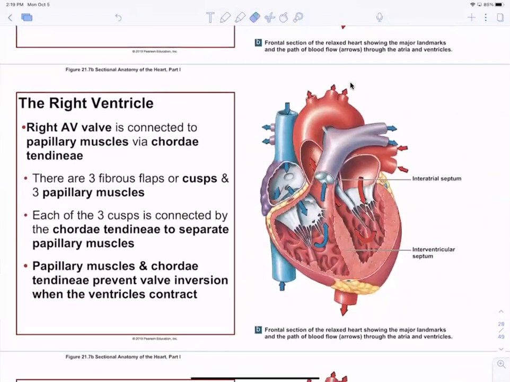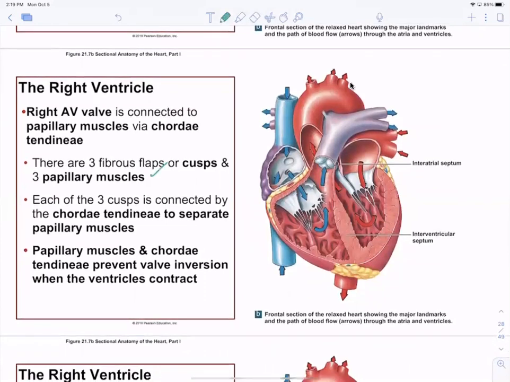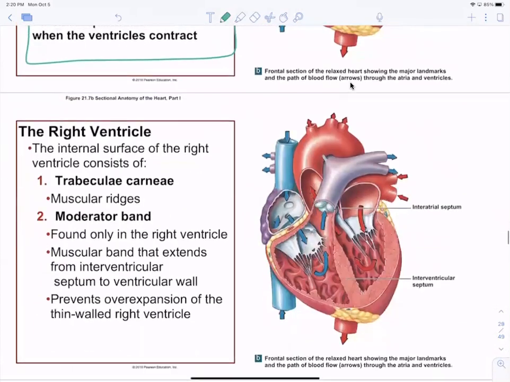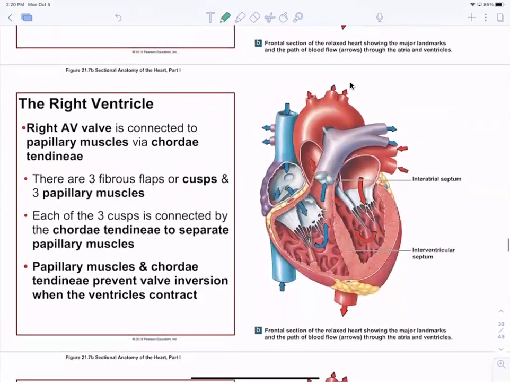Right ventricle goes through the AV valves, the chordae tendineae that are held by those papillary muscles, and goes through the papillary muscles. Chordae tendineae and papillary muscles, again, help prevent blood going back up into the atria when the ventricles contract. Right ventricle is talking about the muscular pattern, which is described as trabeculae carneae. And again, the right side has the moderator band that is unique to the right ventricle only, helps prevent overexpansion of that thin-walled right ventricle while the left ventricle is contracting.